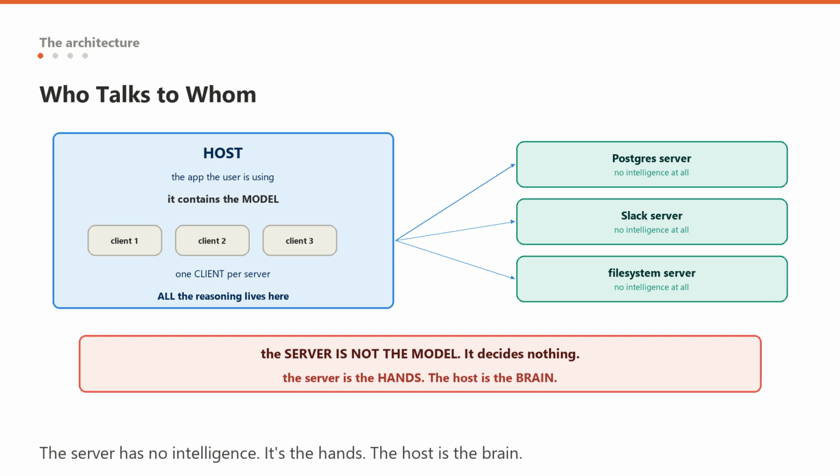And here's the thing to get right, because it is the opposite of what people assume. The server is not the model. The server has no intelligence at all. It does not decide anything. It is a dumb, well-described capability provider. Here are the tools I have. Here is what each one needs. Call one and I will do it. All of the reasoning lies in the host. The server is the hands. The host is the brain. If you find yourself putting model calls inside your MCP server, you have almost certainly misunderstood the architecture.